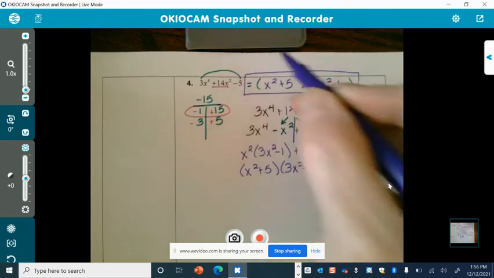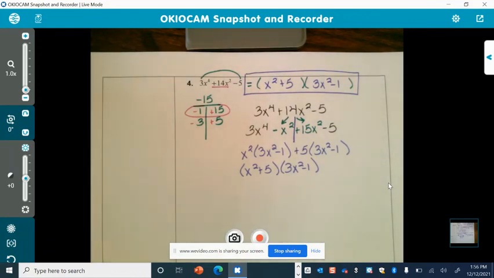And there you go, ladies and gentlemen, factoring.